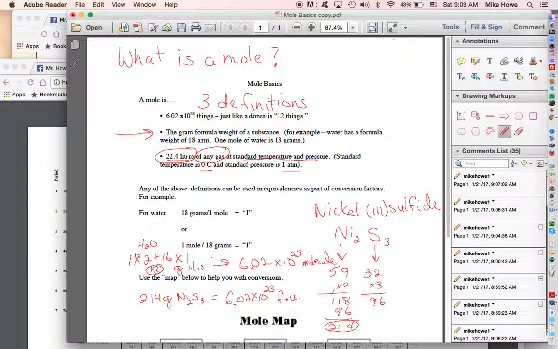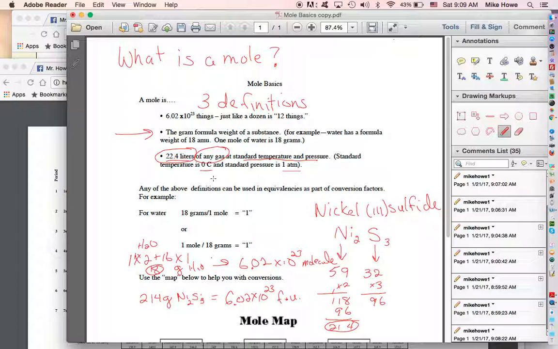All right, so quick summary. There are 3 definitions of a mole. A mole is a number of things, this many. A mole is the gram formula weight, and to get that you just add up the weights off the periodic table. Or if it's a gas, a mole is 22.4 liters.